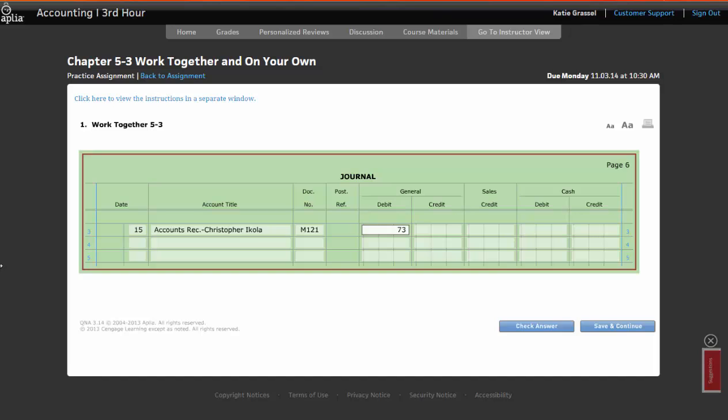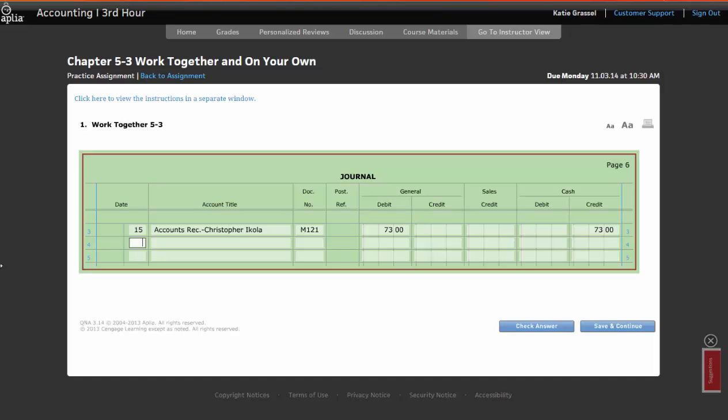So it's going to be a general debit. That will be how we affect accounts receivable. And we have to do a cash credit of $73 because that's how much money just came out of our checking account. We originally deposited $63 and then the bank took an additional $10 out. So it is going to be a cash credit of $73. Now it's back on the books that Christopher owes us $73.